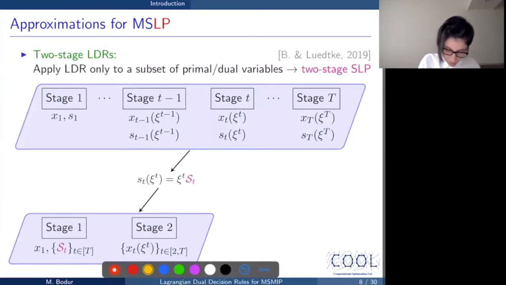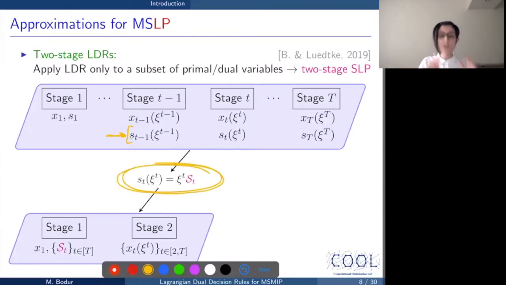I'm not going to be able to get into details, but basically, you need to distinguish your decision variables as state variables and local recourse variables. If you apply these LDRs only on the state variables and free the other recourse variables, not applying LDRs on them, then you will end up with a two-stage stochastic linear program for which you can apply Benders decomposition type of algorithms and efficiently solve them. And more importantly, you can leverage sampling ideas. You don't have to restrict yourself to a scenario tree form.